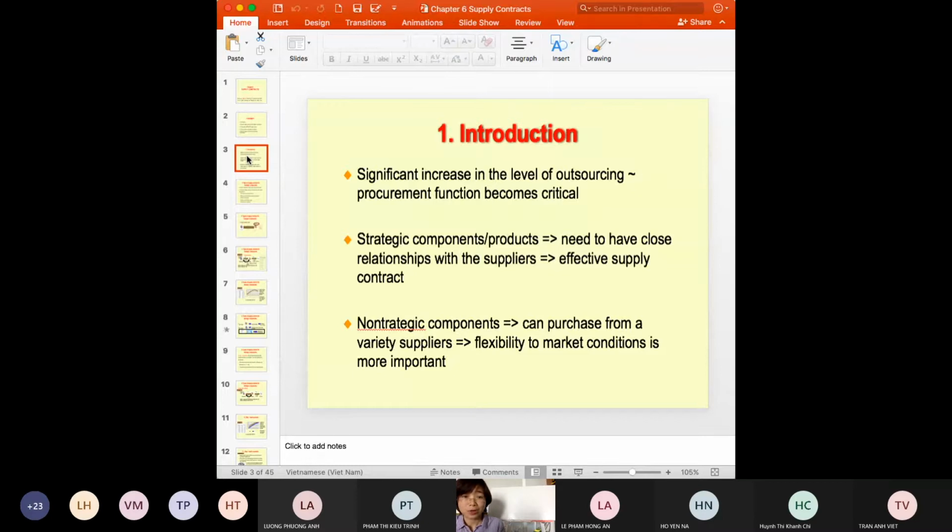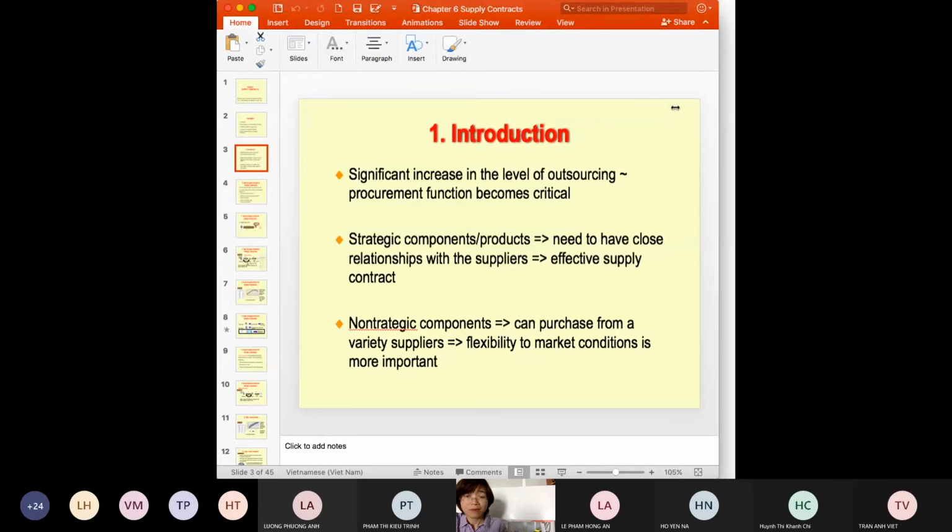Why do they need to outsource? Everyone, why do companies prefer to outsource? Because they want to focus on what they are professional at. So they outsource to other companies to reduce other components.